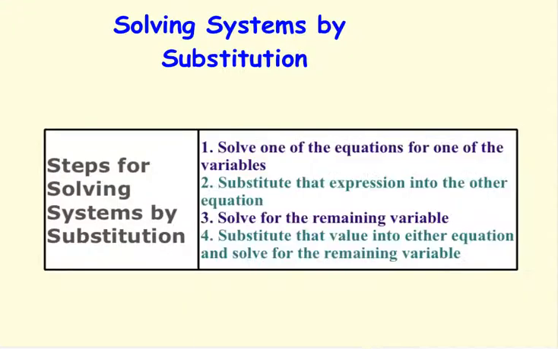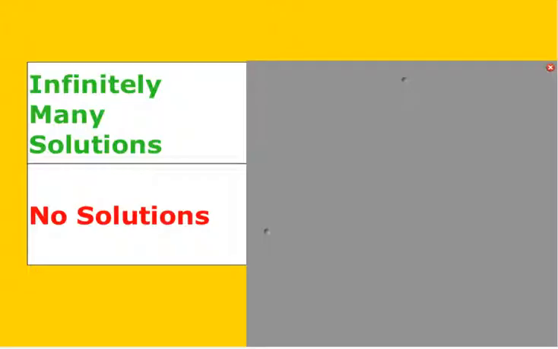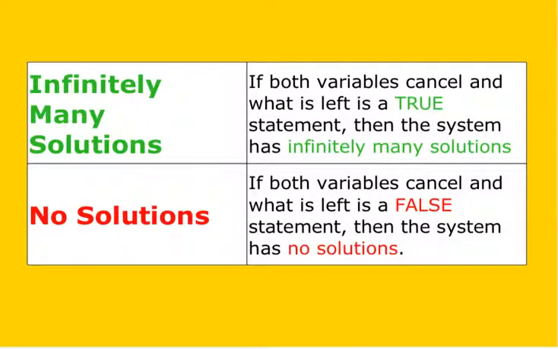Substitution is this. Solve one of the equations for one of the variables, substitute into the other equation, solve for what's left, and then substitute that back into the original equation. So basically, isolate one of the variables, substitute that into the other equation, solve for that one variable, and then substitute it back in and figure out what the other one is.